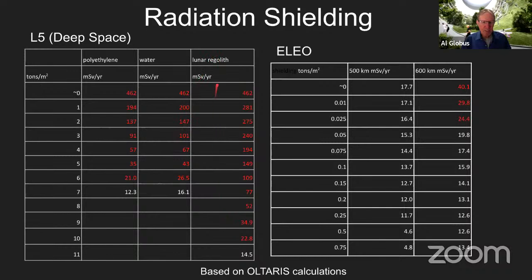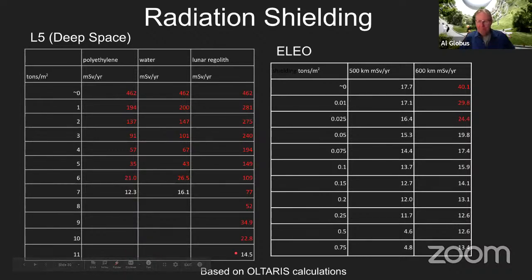And here for lunar regolith, if you're using that for shielding. This first row is with no shielding at all. You get 462 millisieverts per year. Now, the red means that it's too high, and the white means that it's okay. So you can readily see that with polyethylene and water, you need about 7 tons of material to give you adequate protection to get you below 20 millisieverts per year. But if you use lunar regolith, you need 11 tons per square meter.